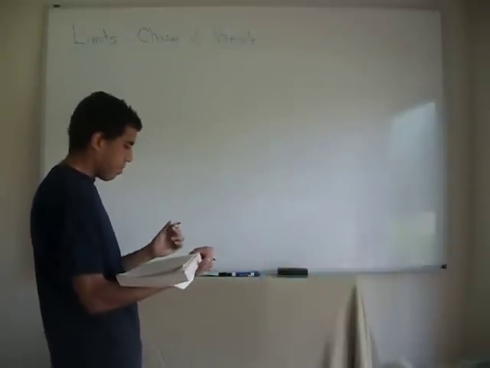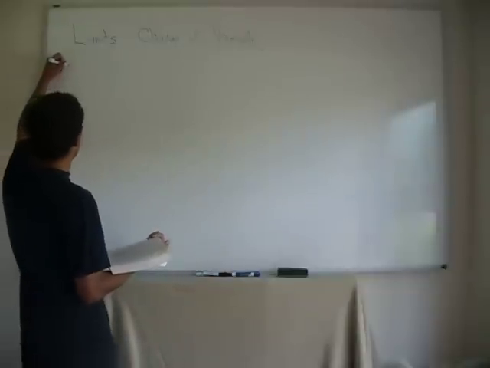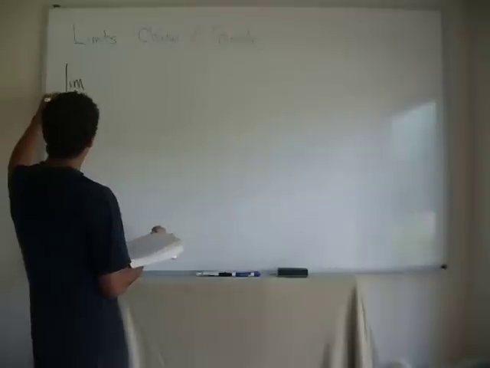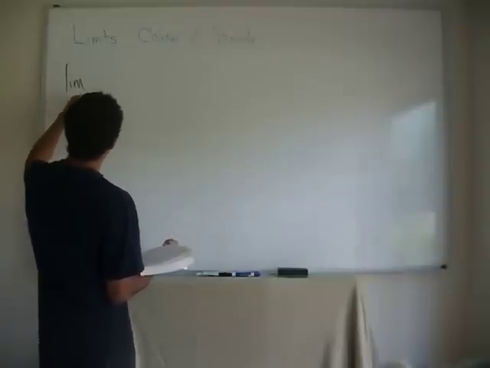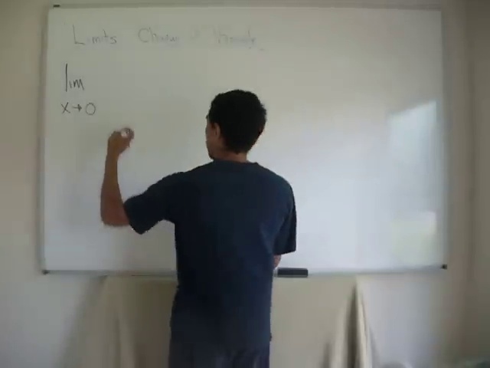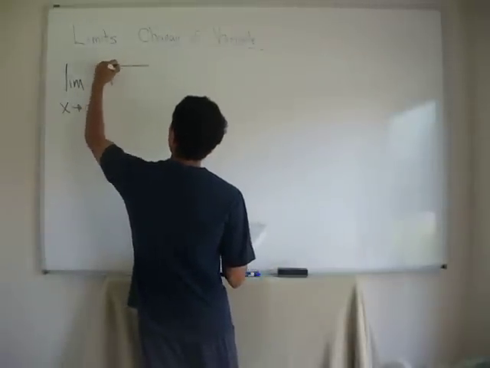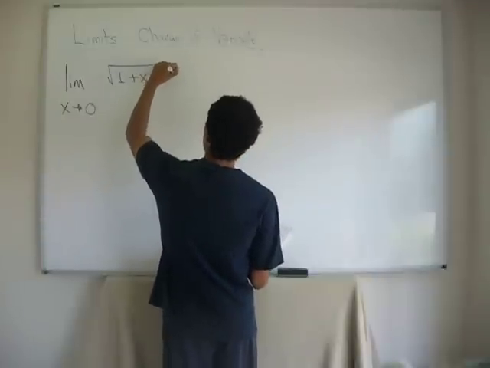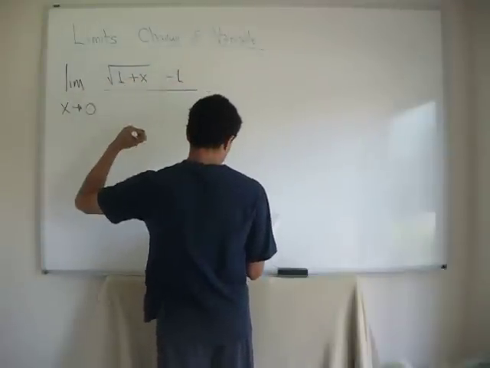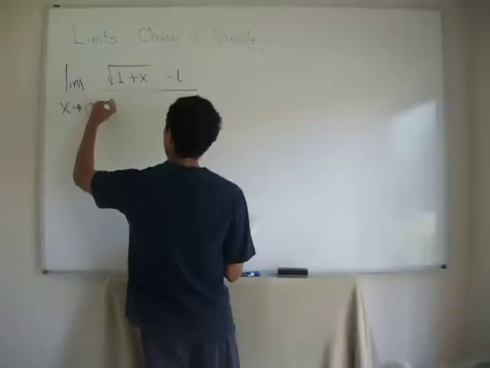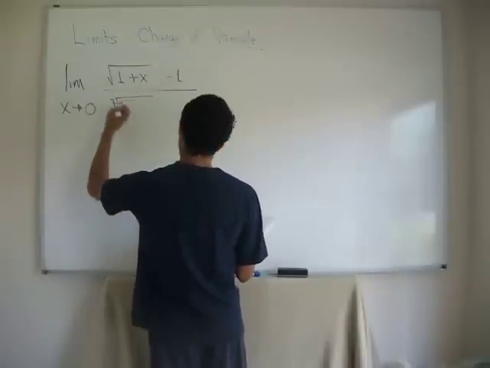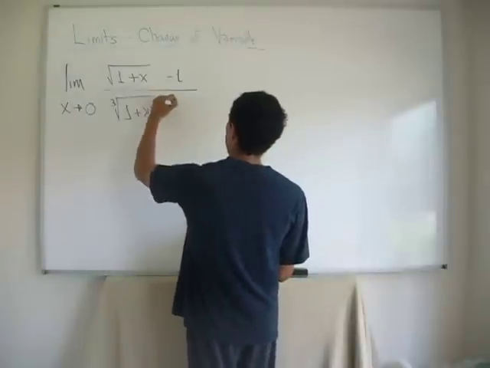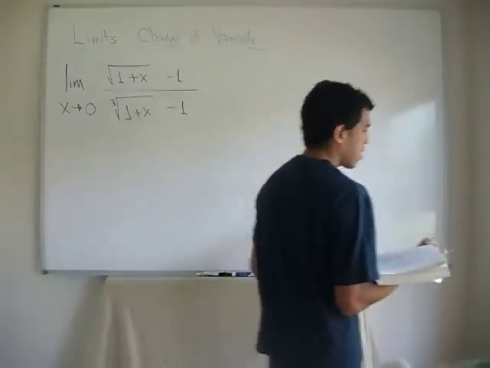Okay. So let's say we have the limit of x tending to 0 of the square root of 1 plus x minus 1, over the cubic root of 1 plus x minus 1. And they ask us to solve that.